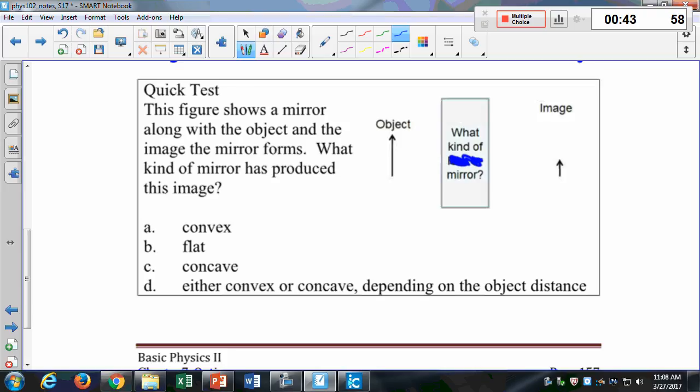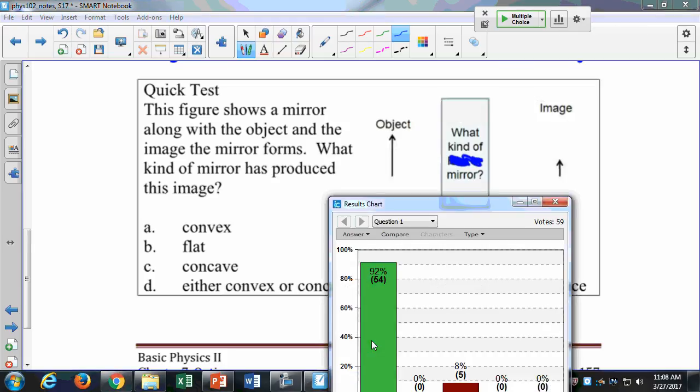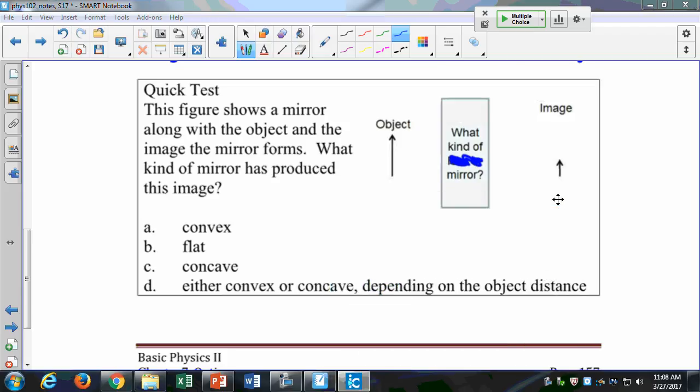All right, let's stop at 50. Okay, very good. A is right. That is a convex. It's a virtual upright smaller image.